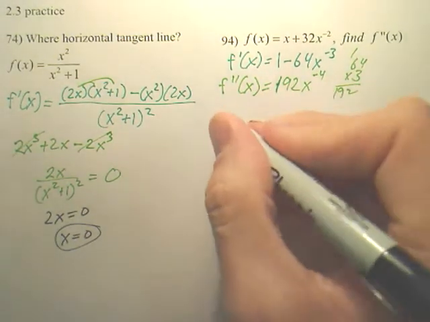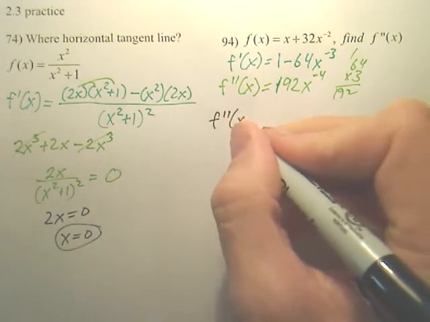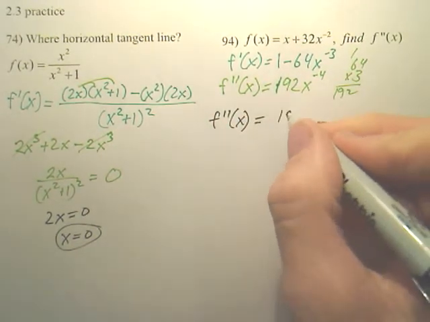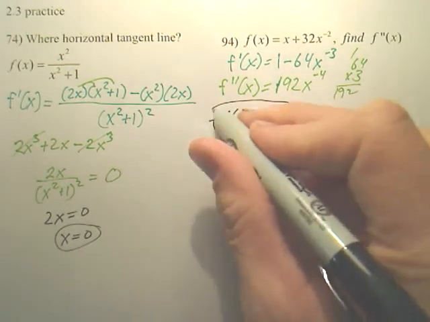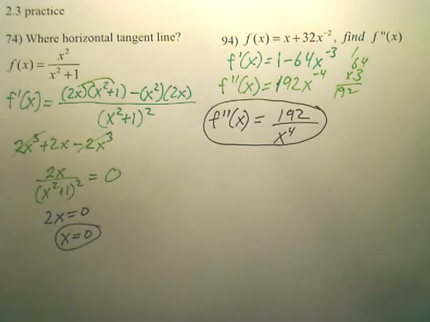So my second derivative, we don't like negative powers in our answer. So this will be 192 over x to the 4th, because negative powers drop back down. That is my second derivative.